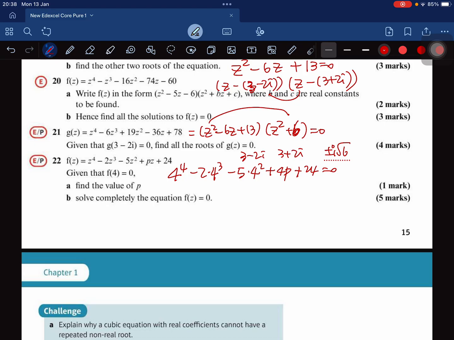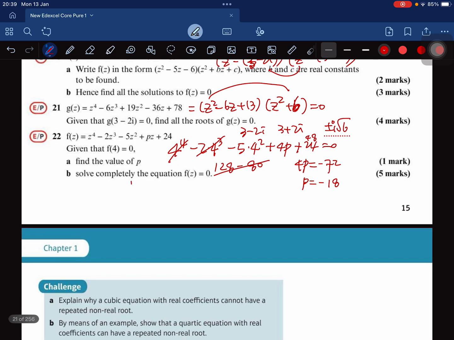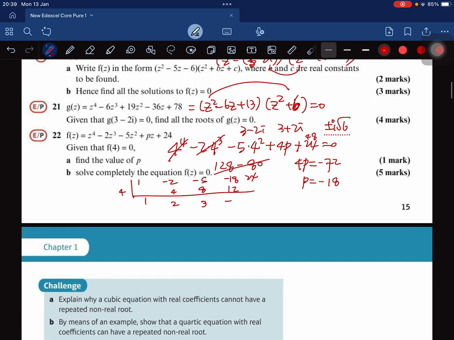So this one, 64 times 2, 128, minus 80, 48, so 72, negative 18. So let's reduce the degree. 1, negative 2, negative 5, negative 18, 24. 4, 2, 12, negative 24. So now we have z cubed plus 2z squared plus 3z minus 6.